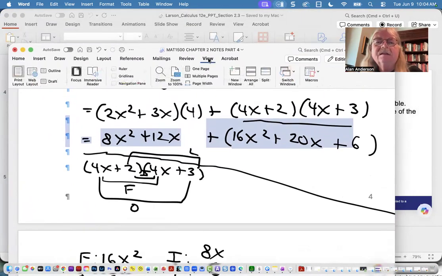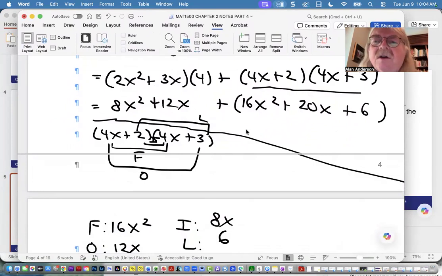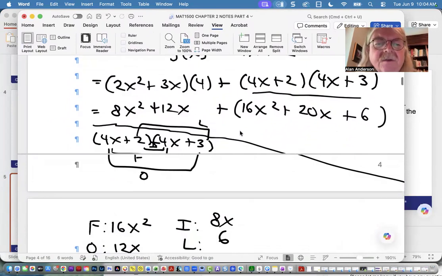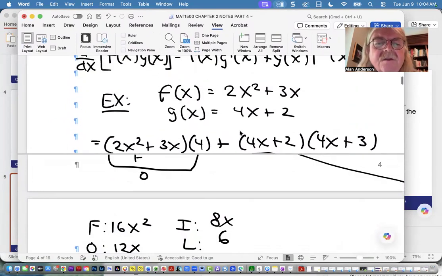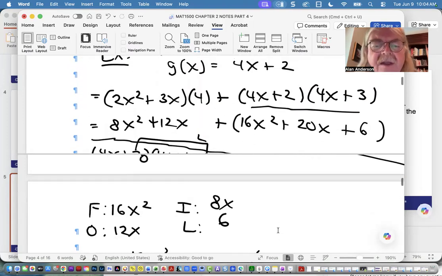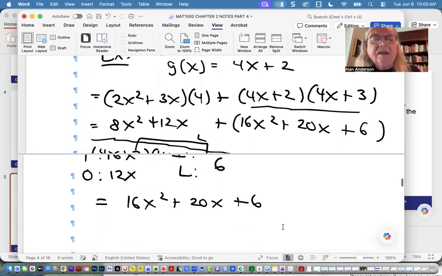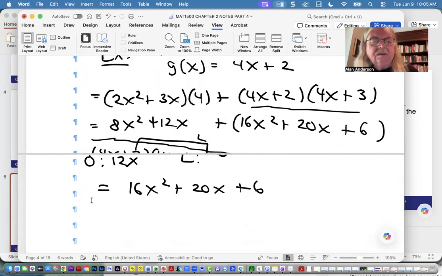There. So if you use Word at all, on the View tab, you've got this Split. And what it does is it lets you treat two parts of the screen independently. So what I can do is scroll up here and then I can copy down here and I can see what I'm doing. Okay, so that's going to make things a lot nicer.